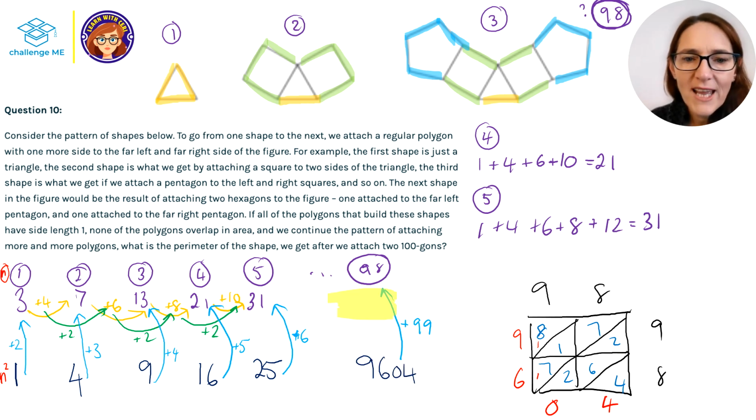So when we add our 99, we get the final answer of 9,703. That would be the perimeter of the 98th picture, and the 98th picture is the one where 2 100-agons got added on. Tricky, but actually not bad, and wouldn't take long if you knew about the connection to the square numbers. So hopefully that's something you can use again in future.